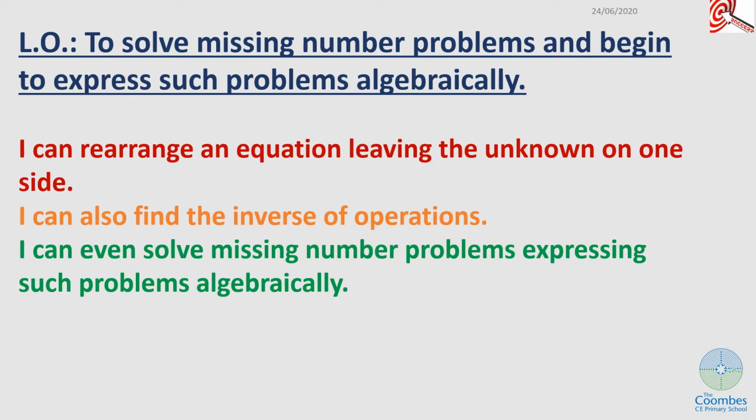There are three success criteria that we can use to achieve our objective. First, that you can rearrange an equation leaving the unknown on one side. Second, that you can also find the inverse of operations. And third, that you can even solve missing number problems expressing such problems algebraically.